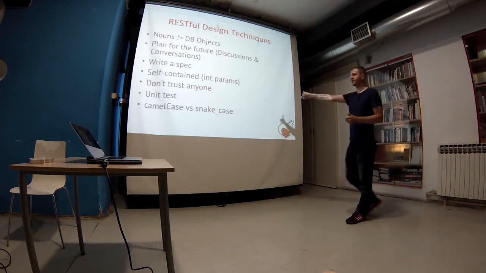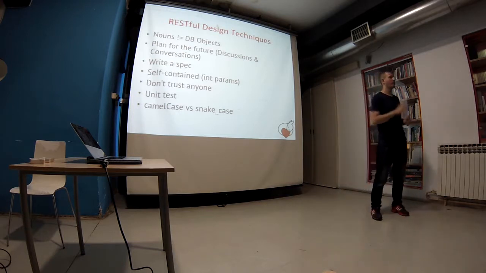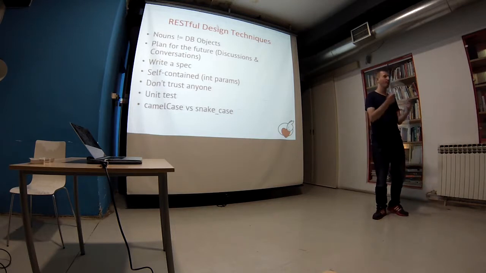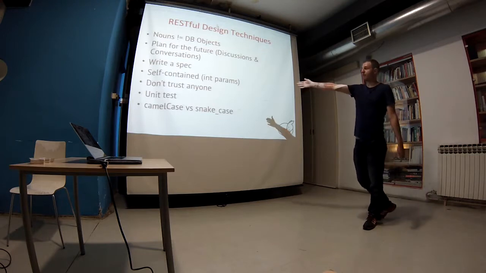You also never want to trust anyone. Whenever someone is sending you information to your API, you need to just validate it, test it. They're going to try to do things like reset a password on a banned user account, for instance. And if you have that set up in an API, you need to do testing to make sure that the account is in a valid state before you do a reset password, for instance. And then of course, unit test.